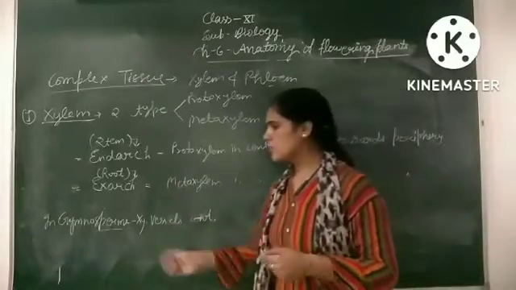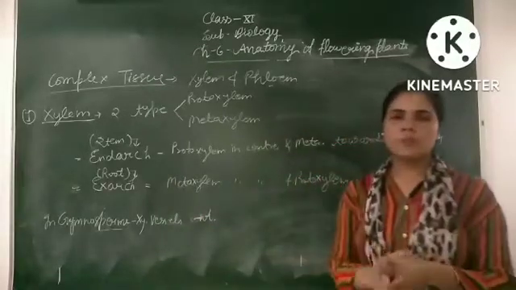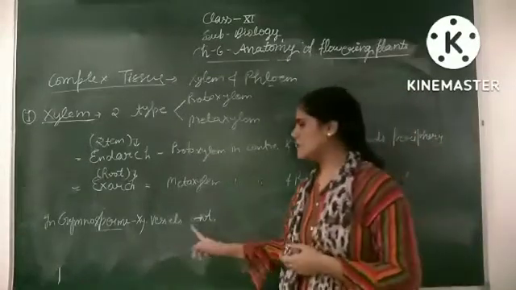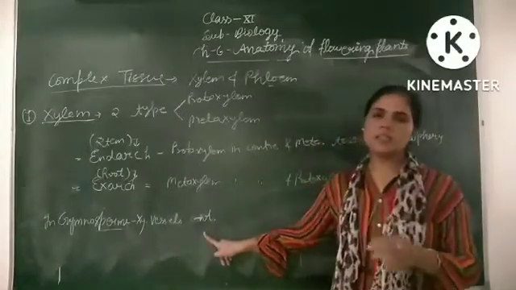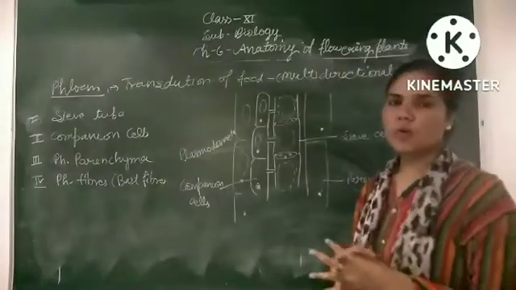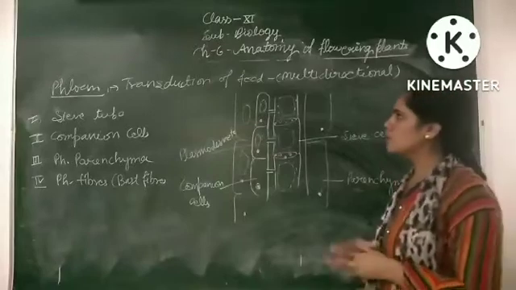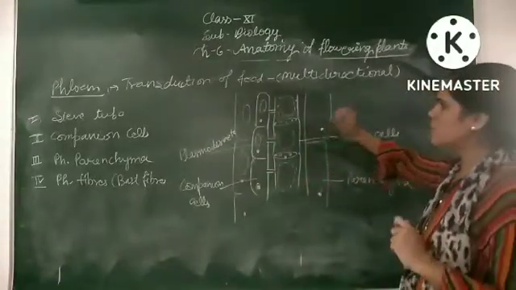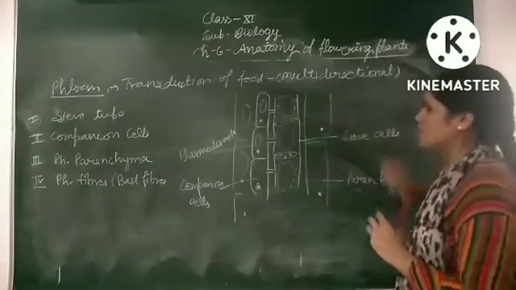If we talk about gymnosperms, in gymnosperms xylem is present, but the xylem vessels are absent. Only tracheids are present there. Phloem. Phloem is a complex tissue. It helps in the translocation of food from leaves to the different parts of the plant. So that is why the movement of food is multidirectional.